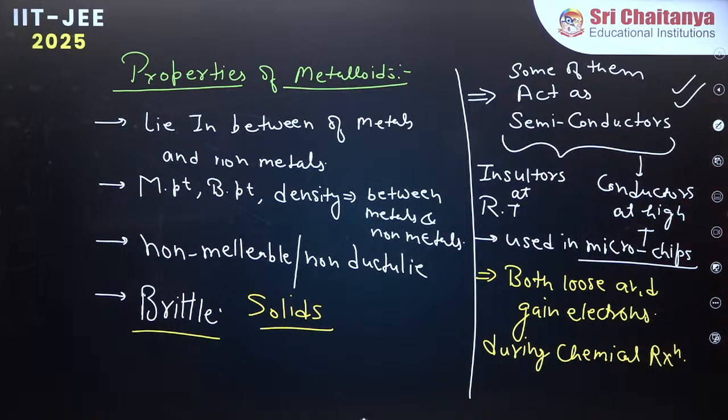Can you show an example of metalloids in chemical reaction? Chemical reactions we will discuss group by group. There is a whole chapter for that.